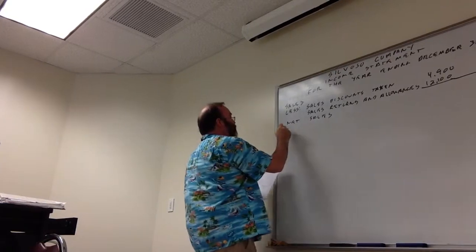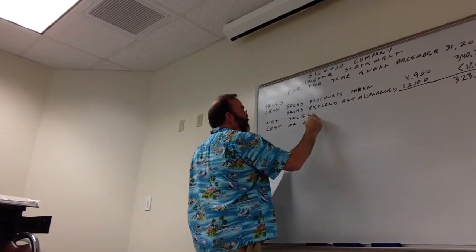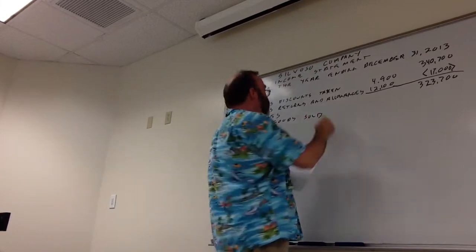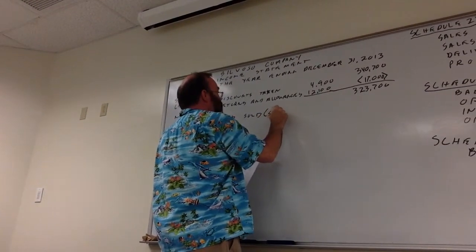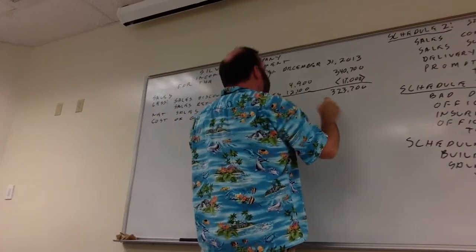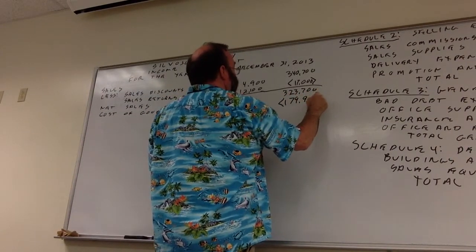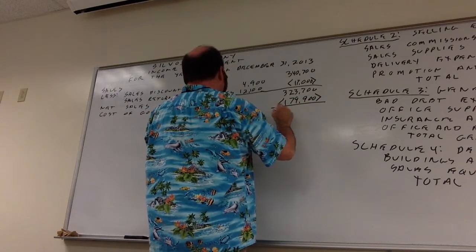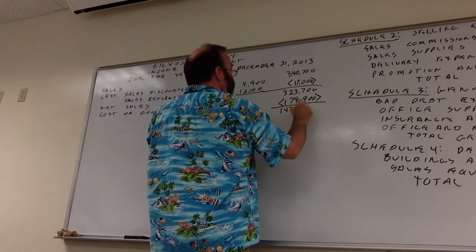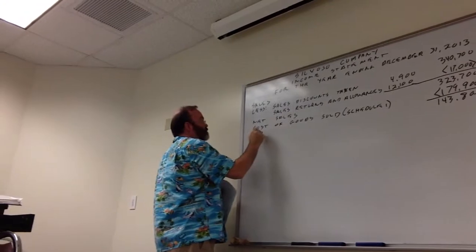From that, we're going to subtract the cost of goods sold, which we calculated in Schedule 1 as $179,900, which leaves us the first of the subtotals, $143,800. Gross profit.